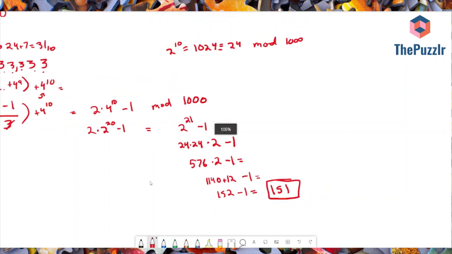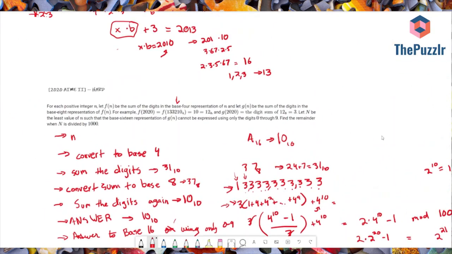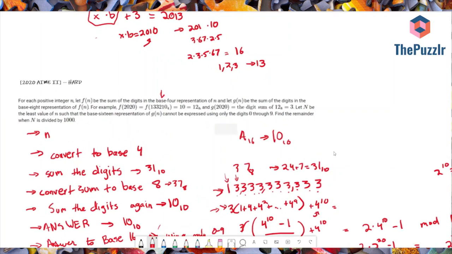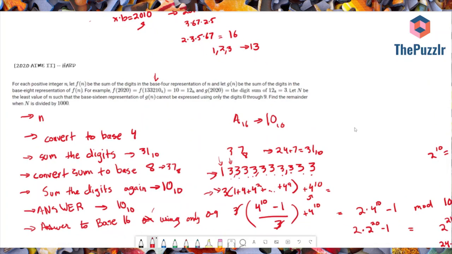So that's a very hard problem, and it's actually the hardest problem that we're doing today. So if you followed me through that, good job. If you didn't, then I would heavily suggest rewatching this part of the video once class is over. But yeah, good job if you were able to follow along with me on that problem.